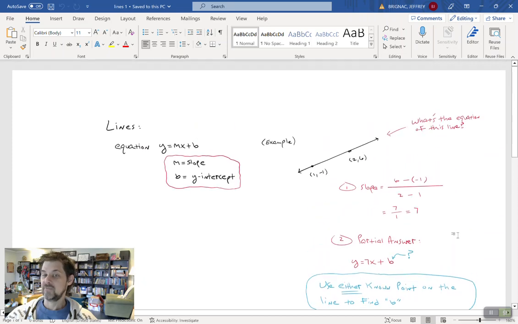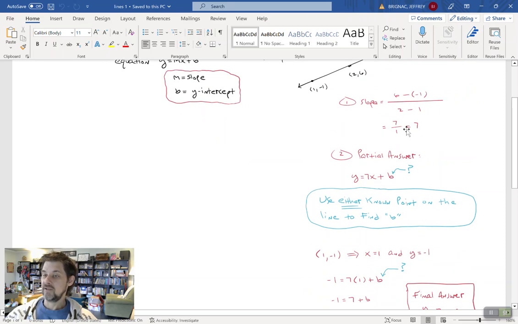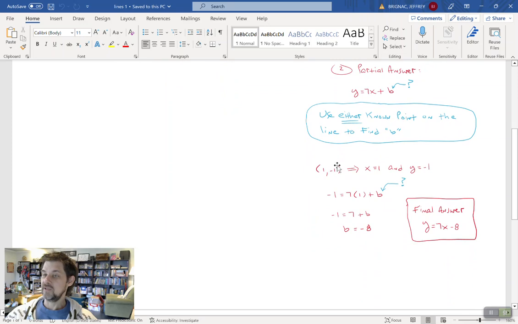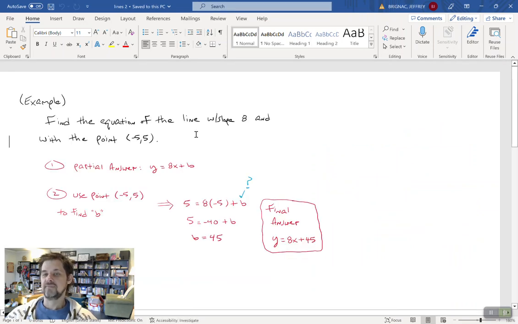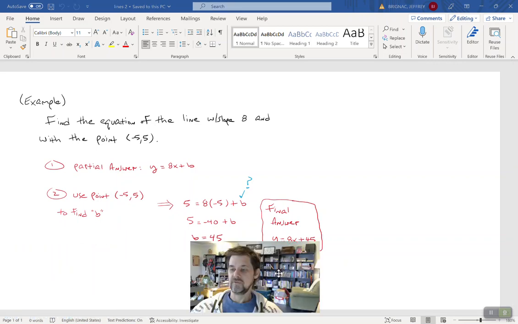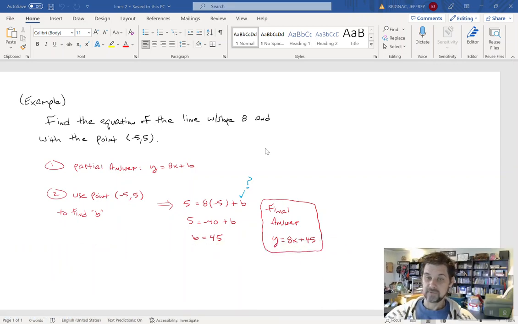And that's all from the assumption that the equation must look like this. So first I find the slope, I put that in the equation, then I use either one of the known points on the line to find b, the other number. Okay? Alright, now let's do something a little bit different. This sounds kind of like the one I just showed you, but it's a little bit different. I'll have a look at it.